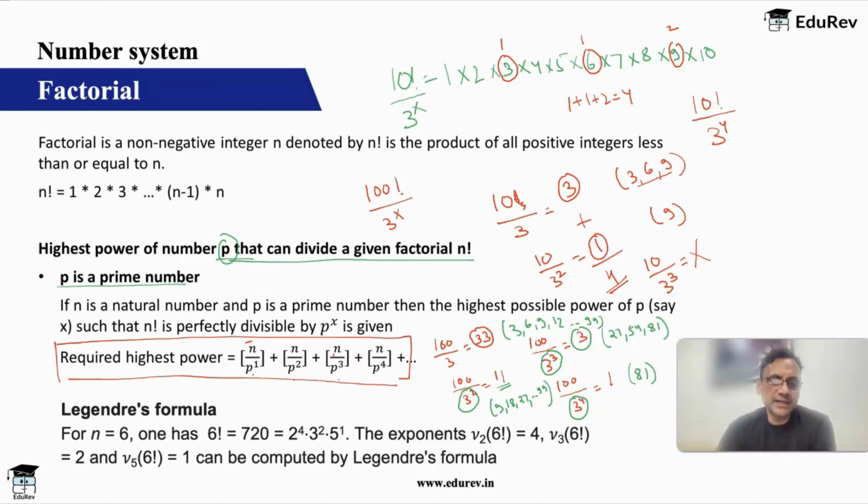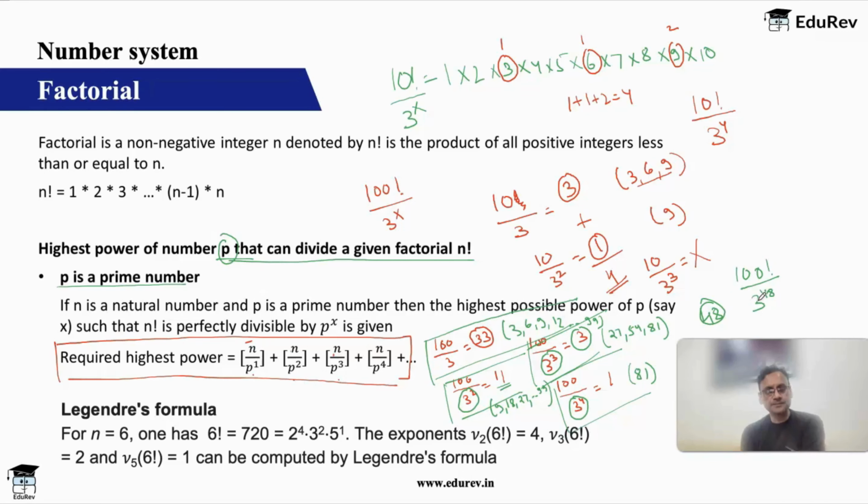Okay, so basically this one counts the first layer of 3, the first power of 3. This one counts the second power of 3. This one counts the third power of 3. This one counts the fourth power of 3. So total 33 plus 11 is 44. 44 plus 4 is 48. So 100 factorial can be divided by 3 to the power 48. I hope we are clear till here.